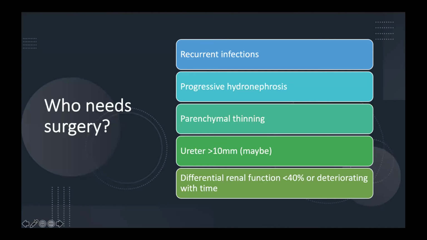So who definitely needs surgery? As always, recurrent infection. Like I said, about a third of these patients will definitely have a UTI in their life, even if you operate on them. Children with progressive hydronephrosis on serial ultrasounds. And here's really the question: how often should you ultrasound them?